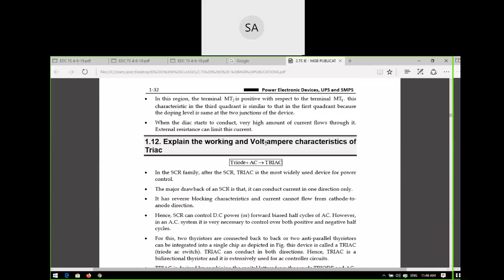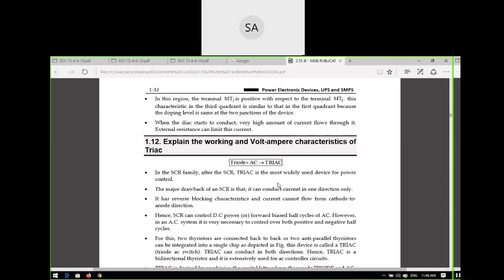Next, the volt-ampere characteristics of the TRIAC. The term TRIAC is triode plus AC. Ode means terminals, tri means three. So it is a three-terminal device which operates in AC, and it is the most widely used power electronic device after the SCR. After the SCR, you mostly use the TRIAC in power control circuits.